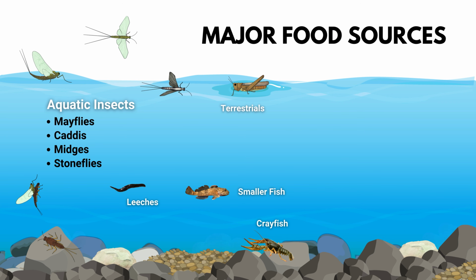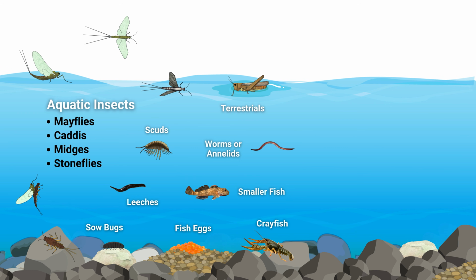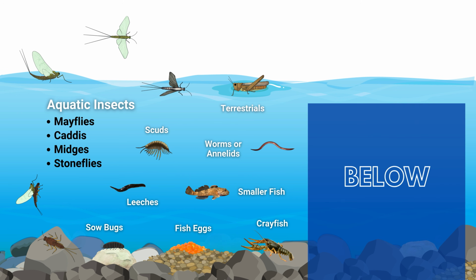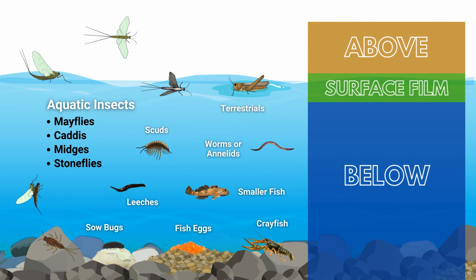It's also worth mentioning a few other potential food sources that are related to fly fishing. Scuds and sow-bugs, worms or annelids, and fish eggs are commonly consumed by fish. For now at our 101 level, you just need to recognize that there is food available to fish throughout the entire water column, top to bottom. Our job as the fly angler is to imitate these food sources with our flies, and there are 3 types of flies we use to do just that.